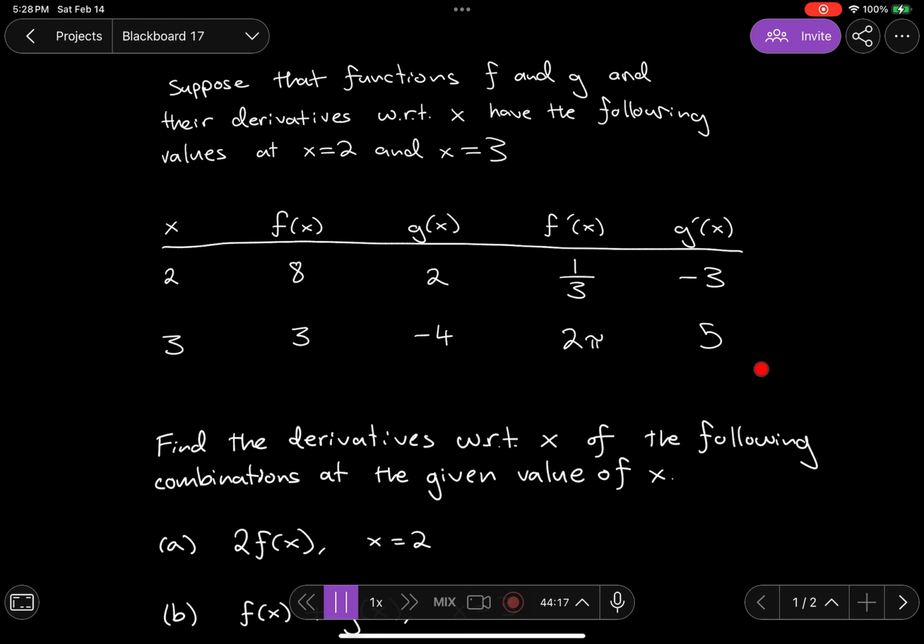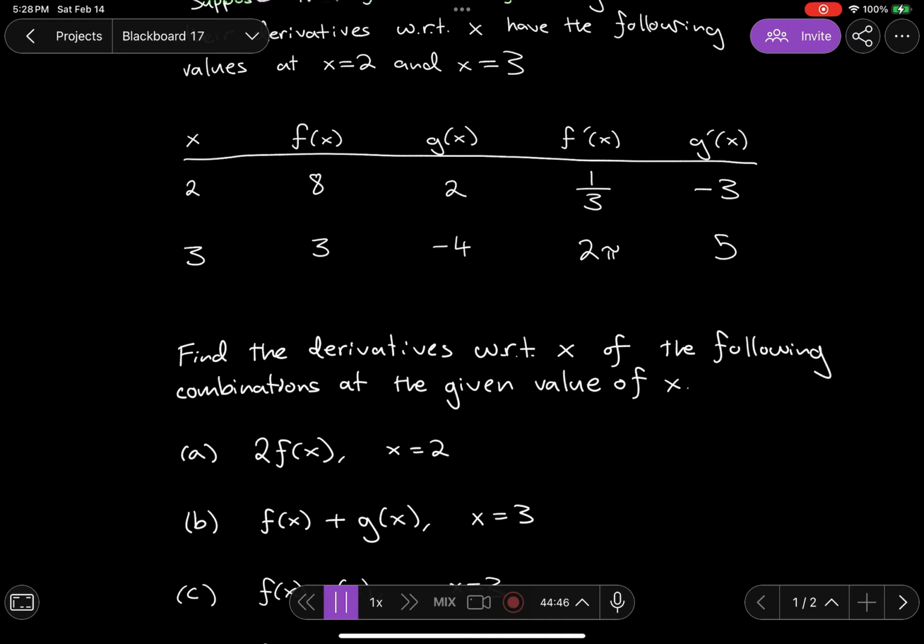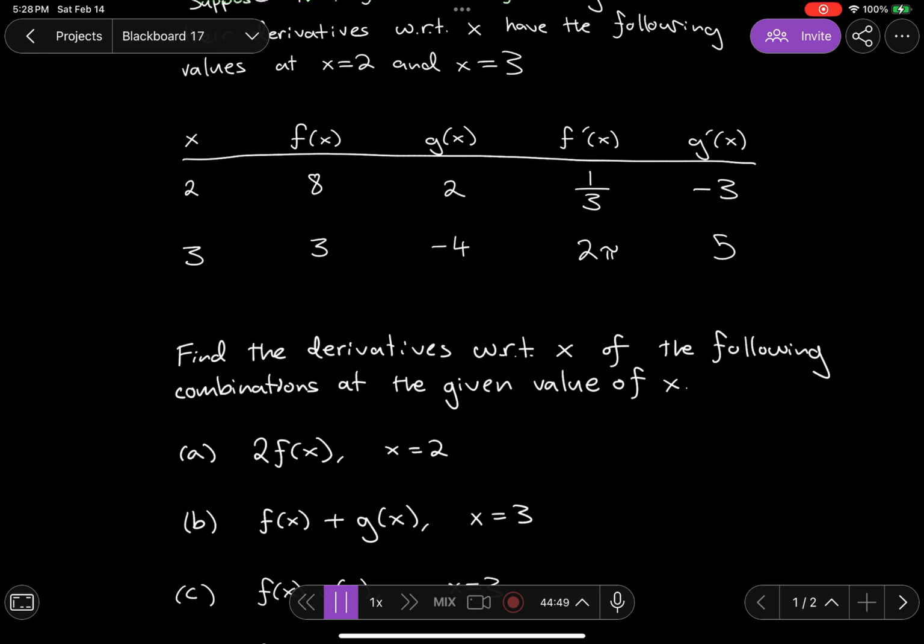All right, so I have a chart of values for the functions and their derivatives. What this says is f of 2 is equal to 8. What this says is the slope of f at 2 is equal to 1/3. This says that the slope of g at 2 is equal to -3, and so on. It's a crazy slope right here. So the slope of f at 3 is 2 pi. I wonder if that's going to be used. I don't know. We want to find the derivatives with respect to x of the following combinations at the given value of x.